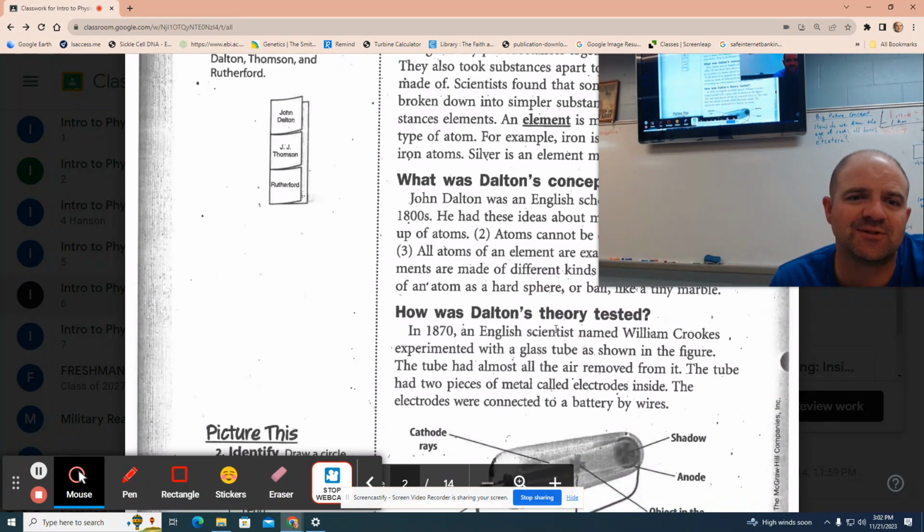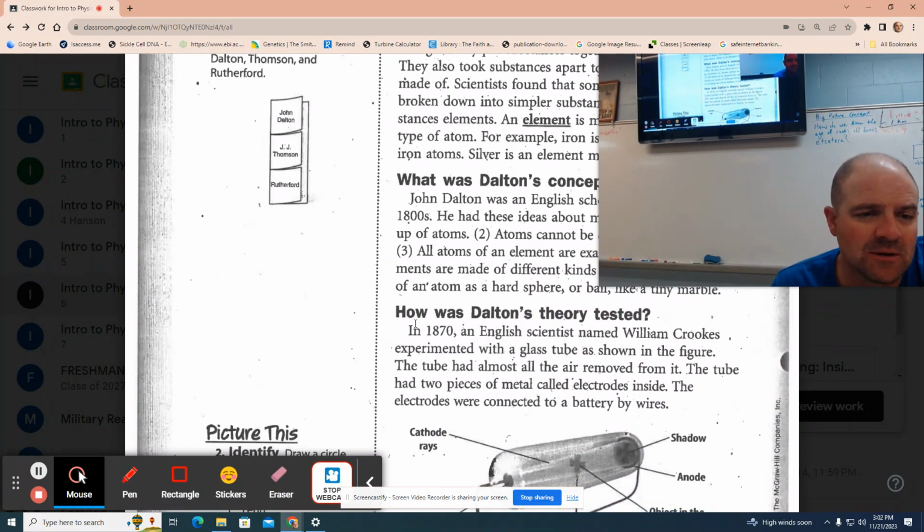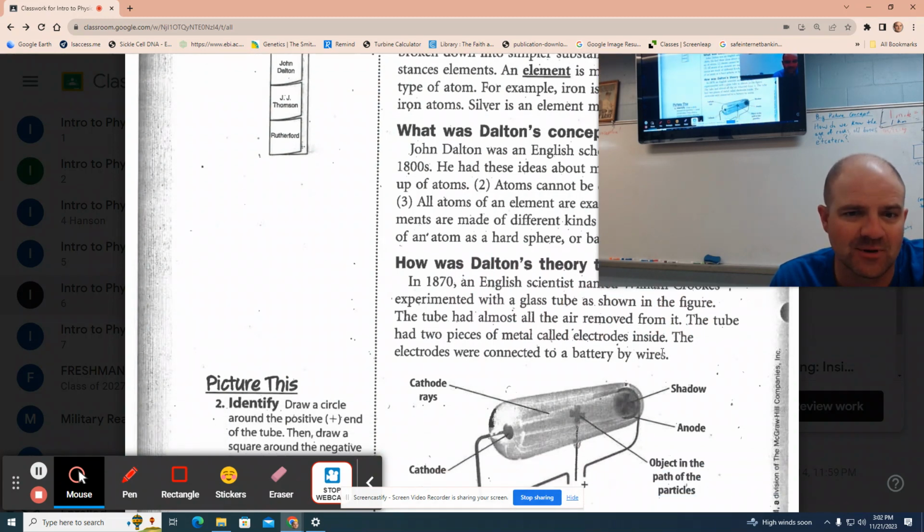How was Dalton's theory tested? In 1870, an English scientist named William Crookes experimented with a glass tube as shown in the figure below. Let me scoot down a little bit here. The tube had almost all the air removed from it. The tube had 2 pieces of metal called electrodes inside. The electrodes were connected to a battery by wires.